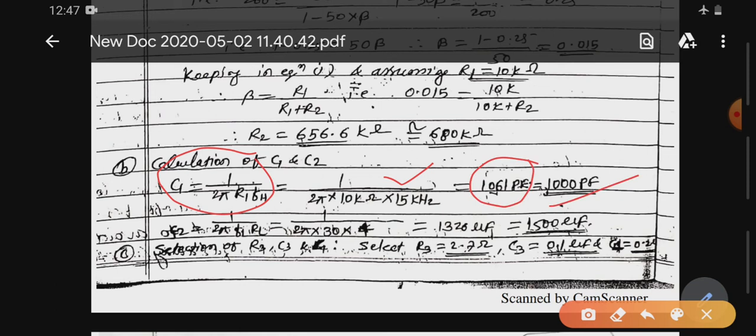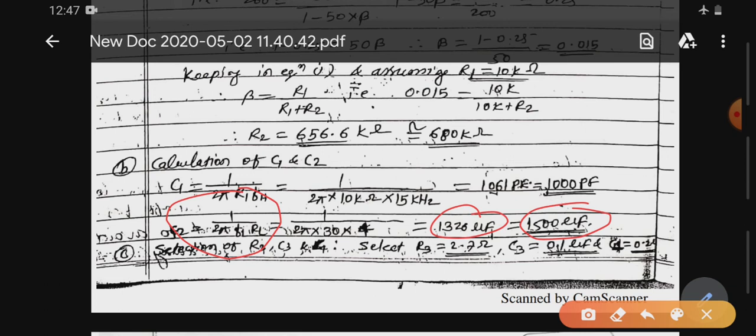Similarly, for C2 you have the formula C2 is equal to 1 upon 2 pi FL into RL. FL is the lower cutoff frequency, which is given as 30 hertz, and RL is 4 ohm. So calculating and keeping the values, you will get 1500 microfarad standard value. Your calculation is this, and you have rounded it off to 1500 microfarad.